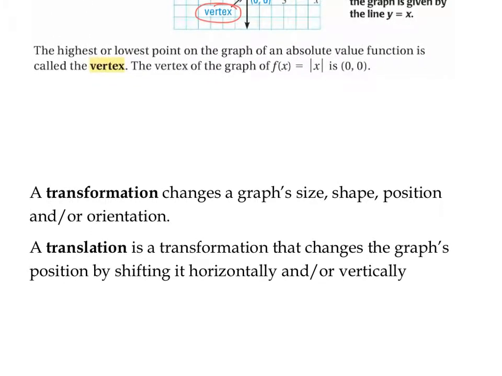When we change the parent graph, it's called a transformation. We can transform graphs in lots of different ways. We can change its size, shape, where it's located. We're going to focus on what's called a translation. A translation is when we change the graph by shifting it, moving it left or right, up or down. Left or right would be a horizontal, up or down some vertical change. And again, we've seen that with the slope-intercept form, y equals mx plus b. Right? We change the b value, that moves the graph up or down along the y-axis, for instance. So that's a translation.